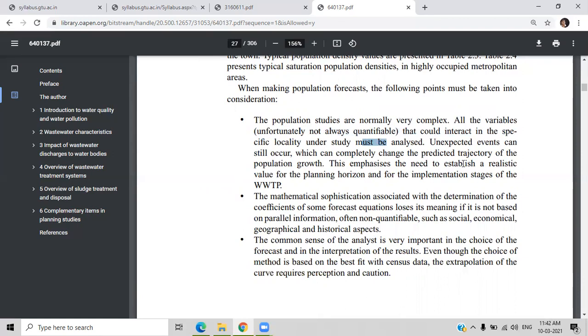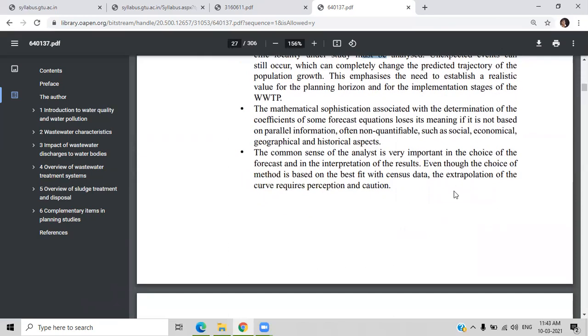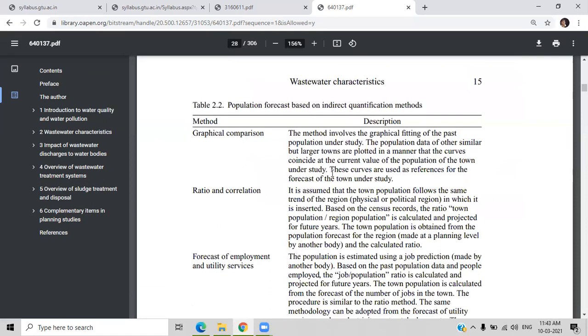This emphasizes the need to establish a realistic value for the planning horizon and for the implementation stages of the wastewater treatment plan. The mathematical sophistication associated with determining the coefficients of some forecast equations loses its meaning if it is not based on parallel information, often non-quantifiable, such as social, economic, geographical and historical aspects. The common sense of the analyst is very important in the choice of the forecast and in the interpretation of the result. Even though the choice of the method is based on the best fit with the census data, the extrapolation of the curve requires perception and caution.